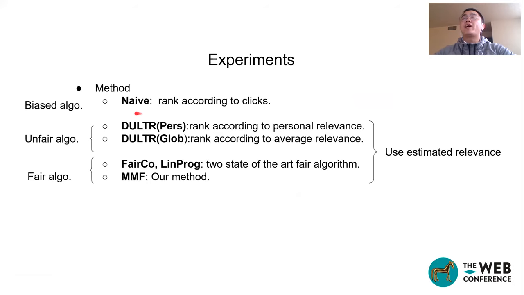Here are 6 methods we are going to compare. The very first one is the naive algorithm, which ranks items according to clicks. Since it's not ranking according to relevance, it's a biased algorithm. We also use an unbiased estimator to estimate relevance and then do a ranking. The remaining algorithms are all unbiased algorithms. The first two are unfair algorithms, since they only consider relevance. And the last three methods are fair methods, which try to trade off between fairness and relevance.